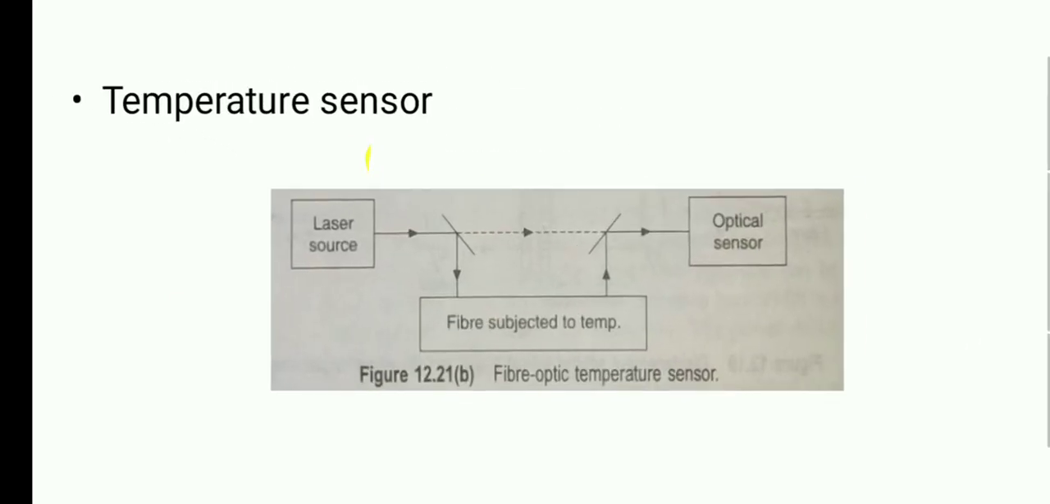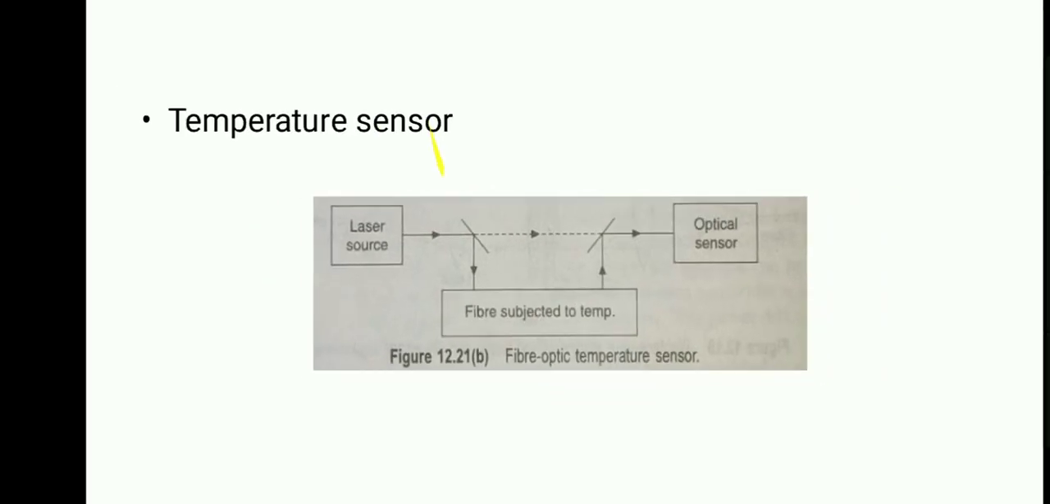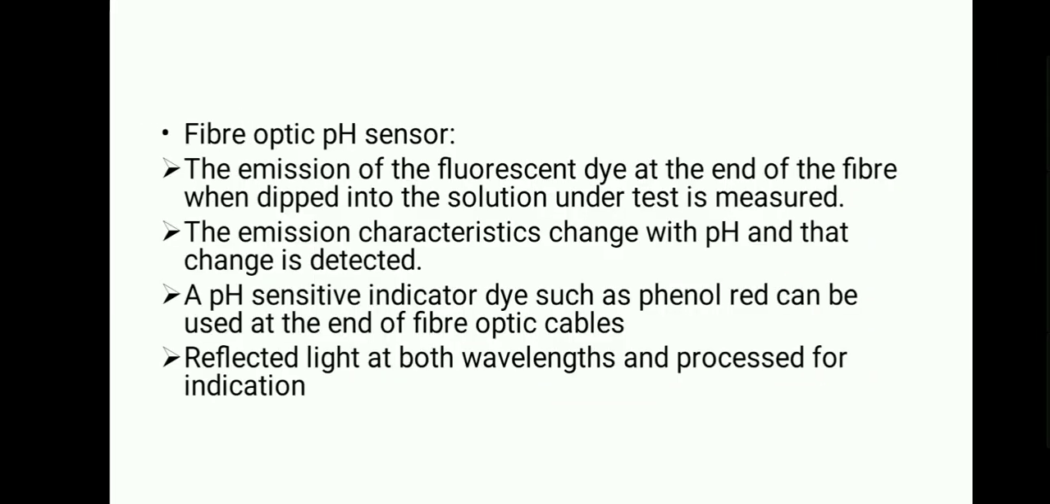The fourth type of application is the temperature sensor. Very easy. In the same way, we can measure temperature variations of the waves that are passing through the fiber. Okay. Fiber optic pH sensor is another application.